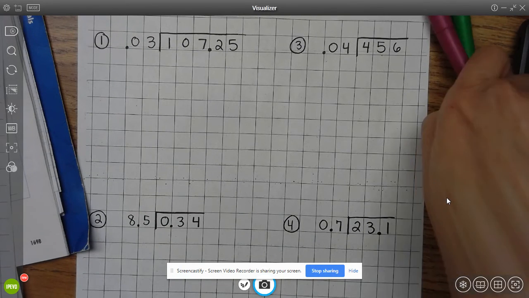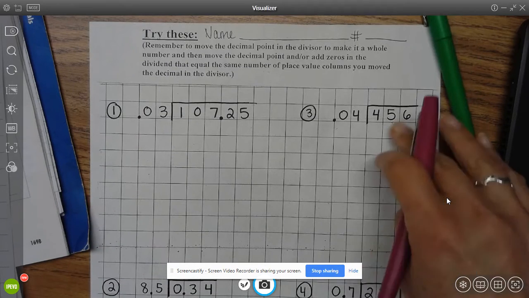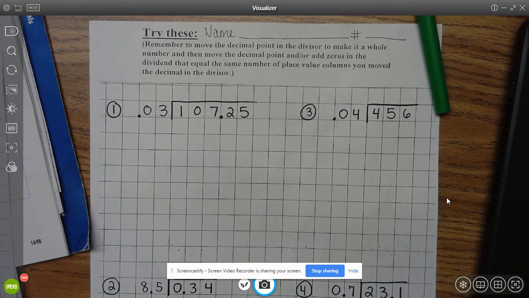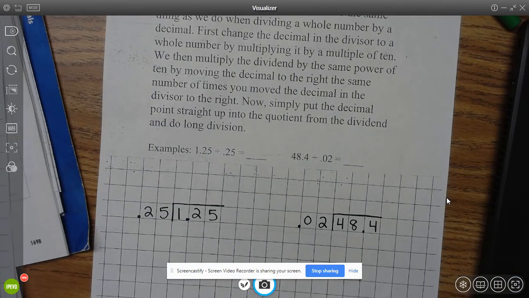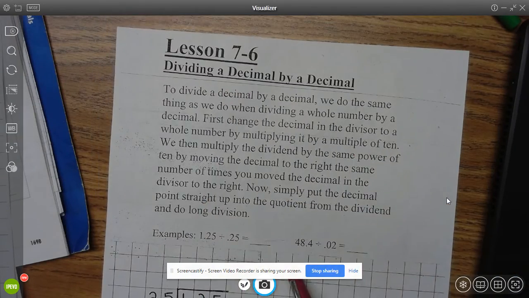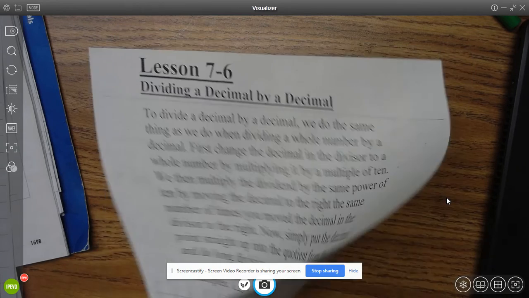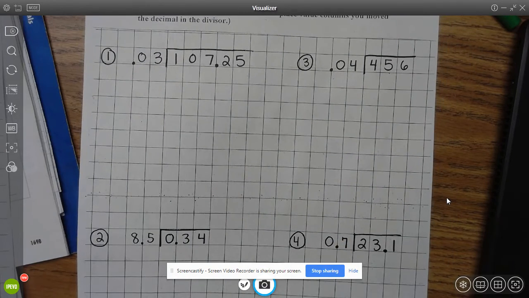Hi guys. Okay, so for your homework tonight, we've been doing our decimals. So we did this in class, dividing a decimal by a decimal, and then all of the breakdown is summarized for you here. So your homework tonight is doing these four problems.